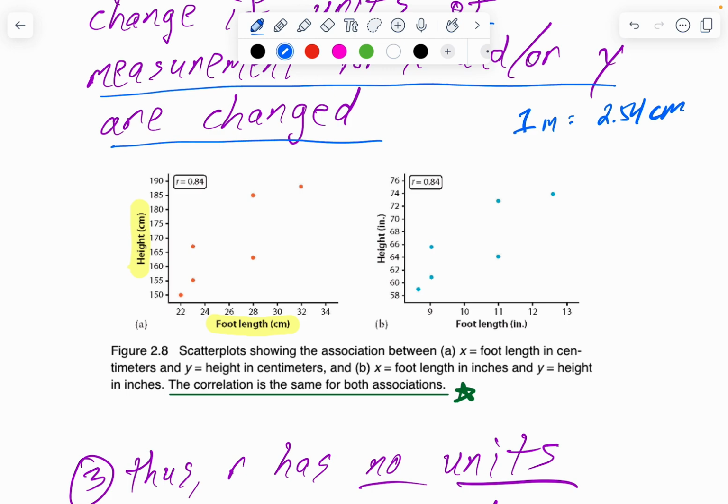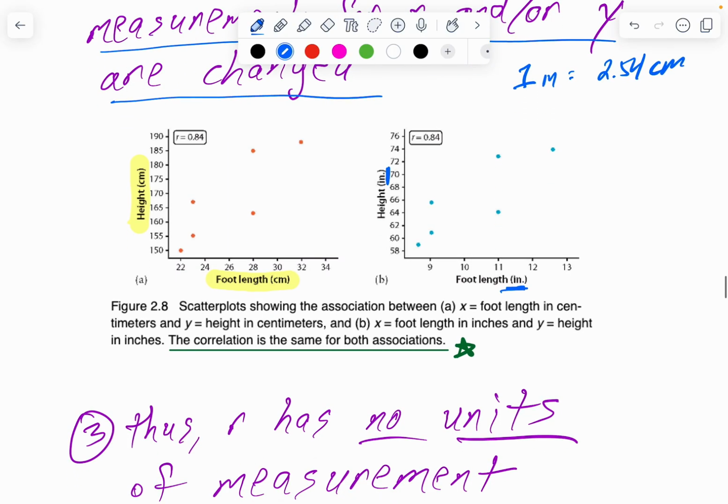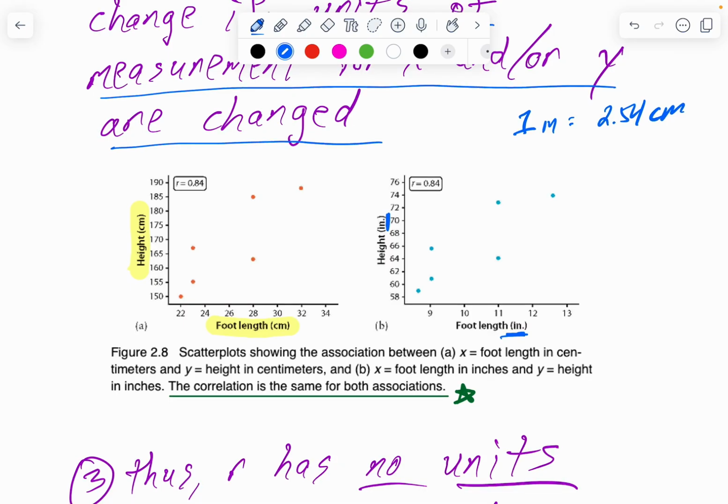But let's say you converted all of the foot length values to be measured in inches and all of the height values to also be measured in inches. How would that impact the correlation coefficient? Not at all. If the correlation coefficient over here was 0.6, the correlation coefficient over here would also be exactly 0.6. Okay? So changing units of measure doesn't matter.